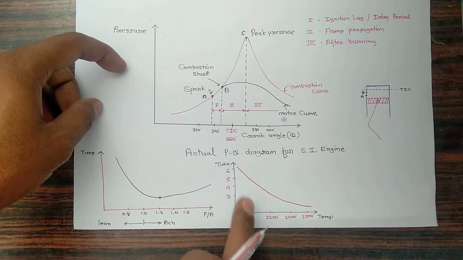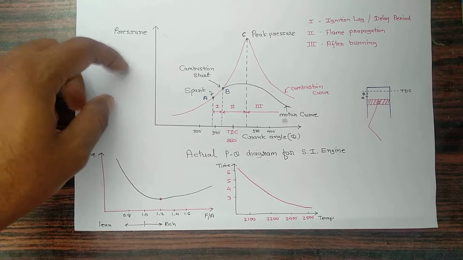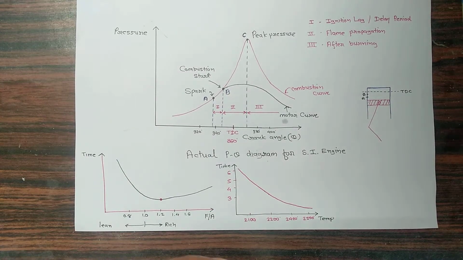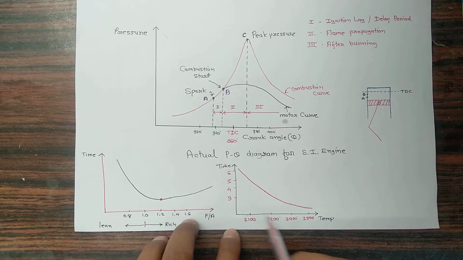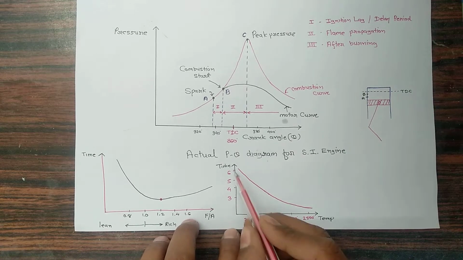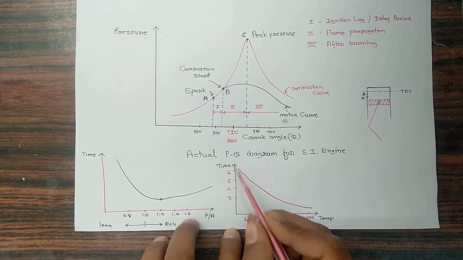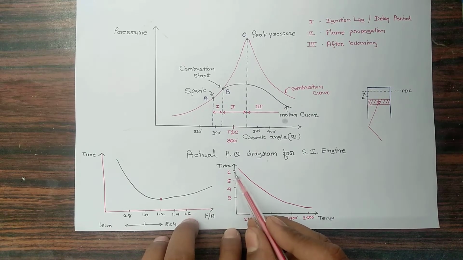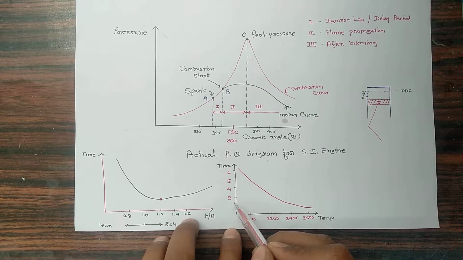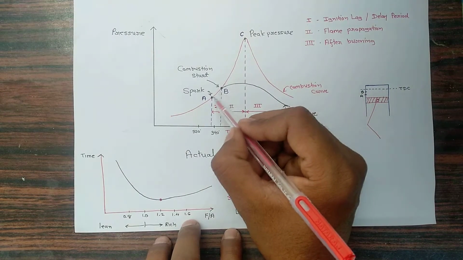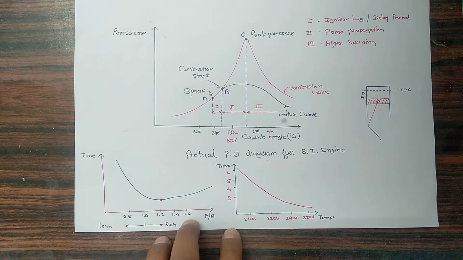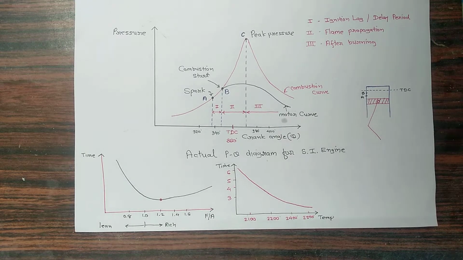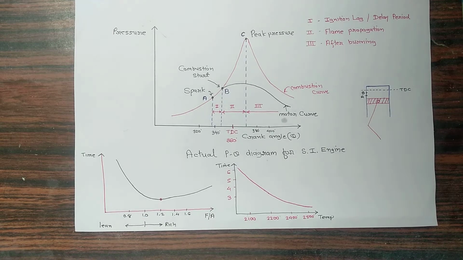The third factor is the initial temperature. If the initial temperature is higher, the time required also decreases. So the higher the initial temperature, the less time it requires to ignite the fuel. So this phase depends on three factors: the first one is the fuel, the second one is the fuel air ratio, and the third one is the initial temperature. Now we'll talk about the second phase.